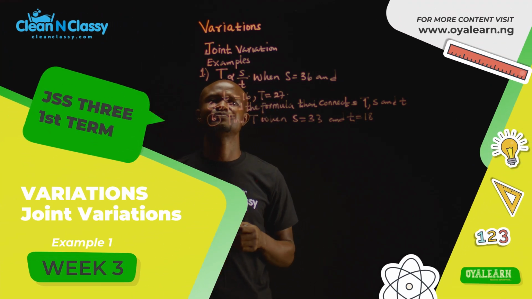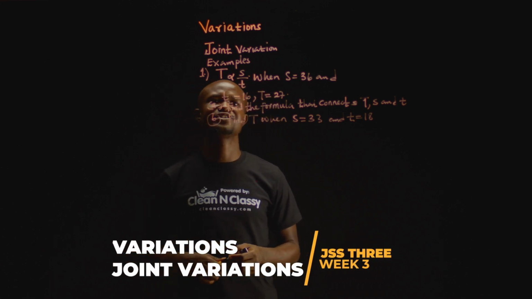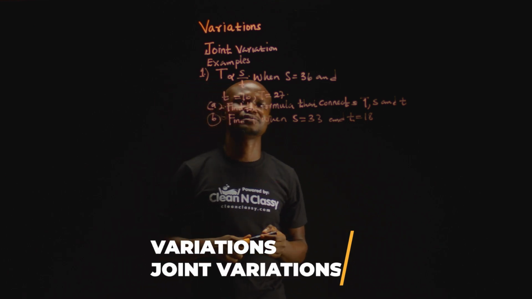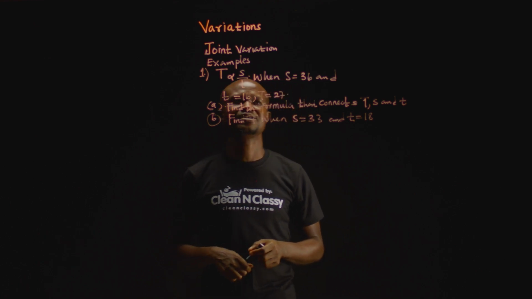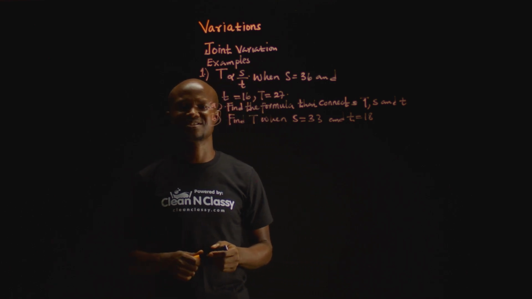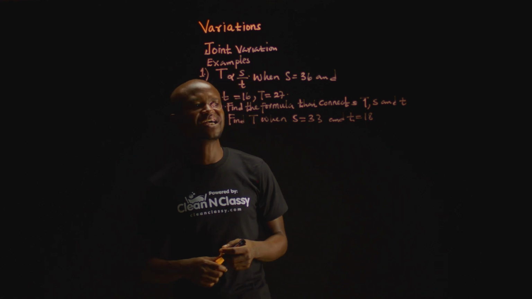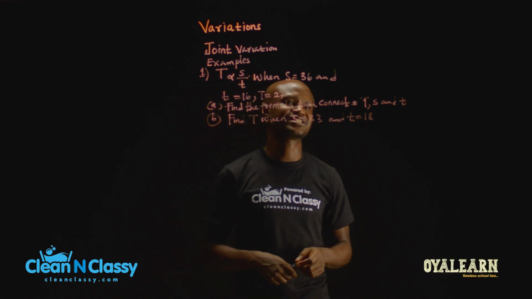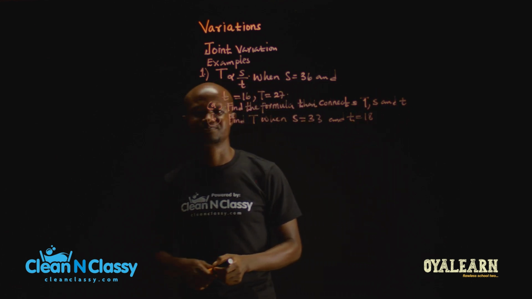Joint variation. Examples. T varies as x over t. When x equals 36 and t equals 16, T equals 27. The first part of the question: find the formula that connects T, x, and t. This is capital T, x, and small letter t.